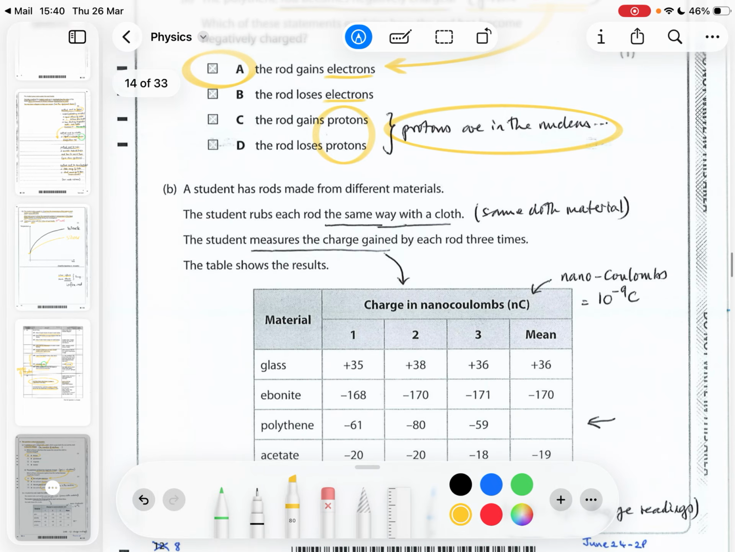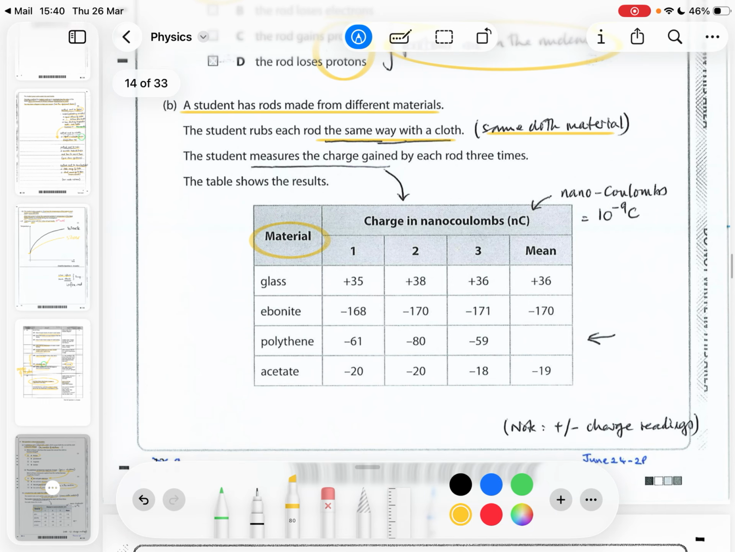Then question B says the student has rods made from different materials in the table. The student rubs each rod the same way with a cloth. Yeah? Hopefully the same cloth, because different cloths are made of different materials. The student measures the charge gained, 3 times, and then works out the average. And they have measured the charge gain in nanocoulombs, 10 to the minus 9 coulombs, a billionth of a coulomb. Now, a coulomb is a huge number of electrons, 10 to the 18 or more.